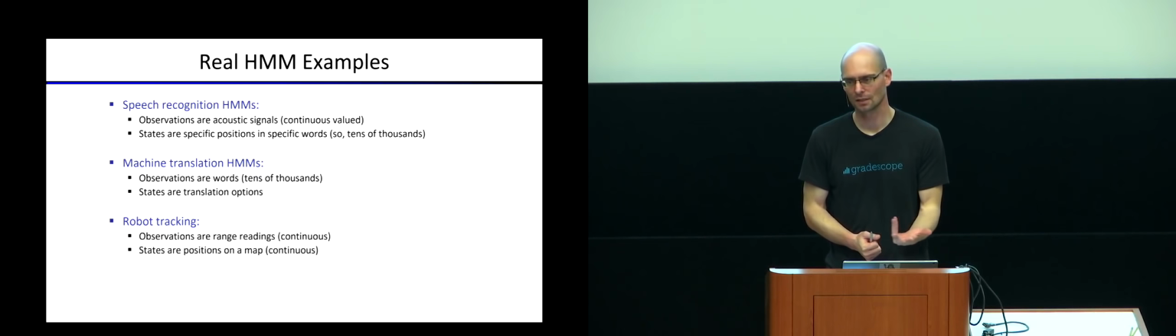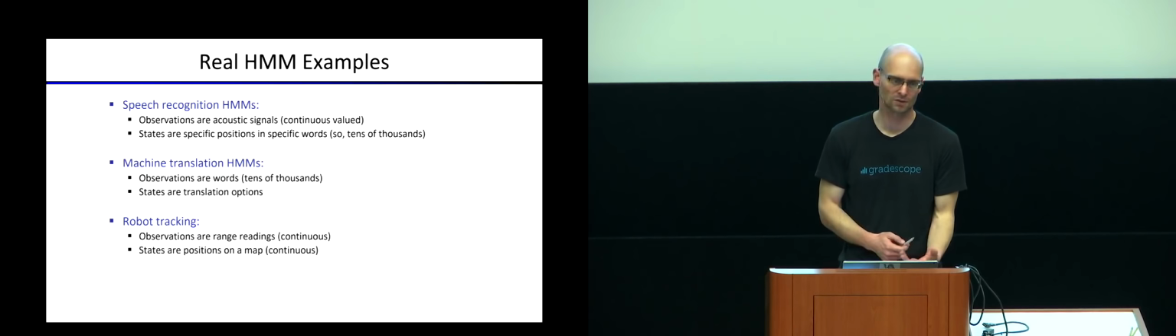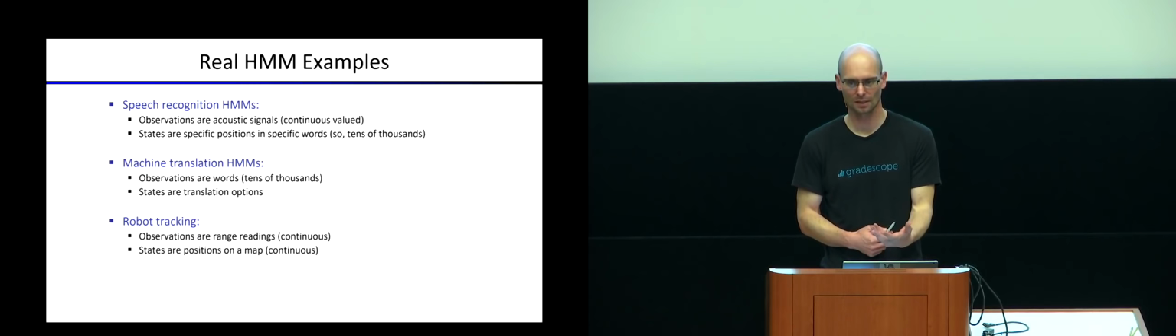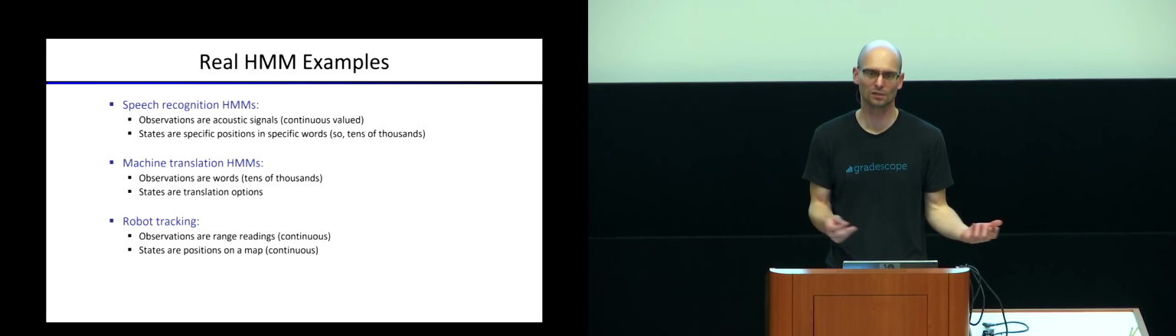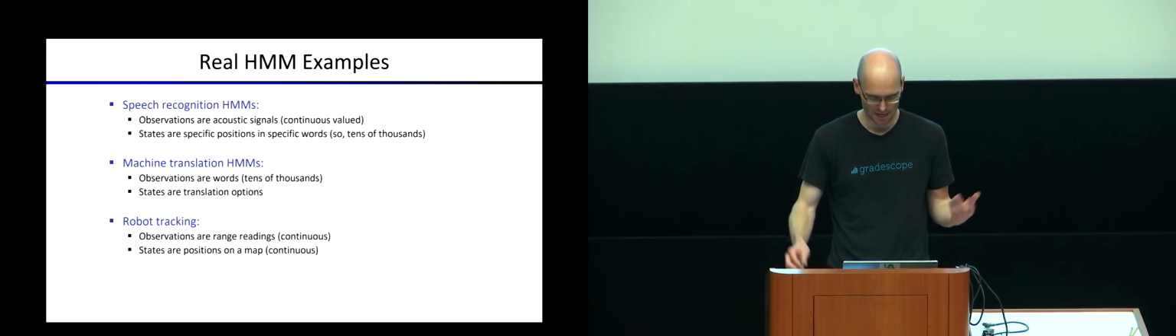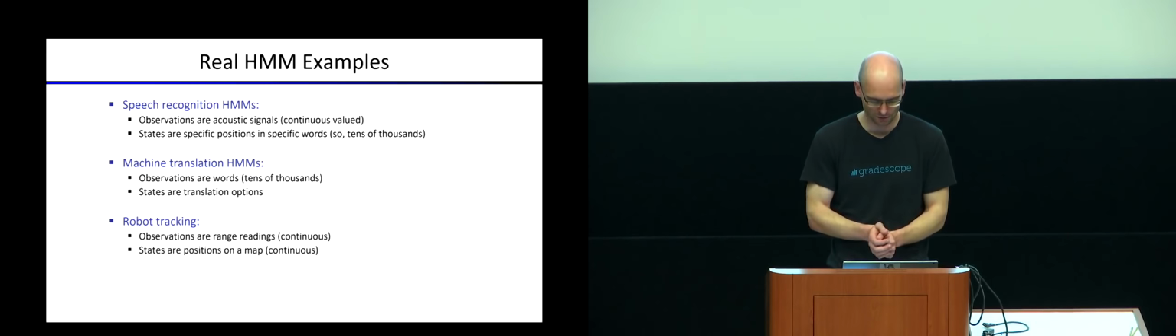The observed evidence is words or characters or symbols in one language. The unobserved is characters, symbols, or words in the other language. Robot tracking. Observations could be sensory readings, like laser rangefinder readings, and the unobserved is the state, the localization of the robot.